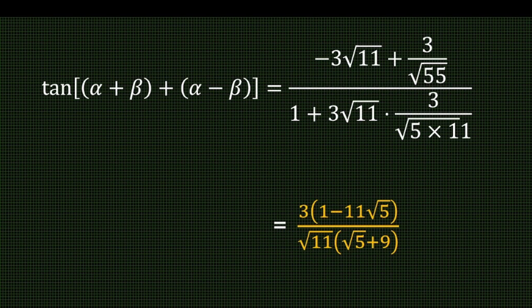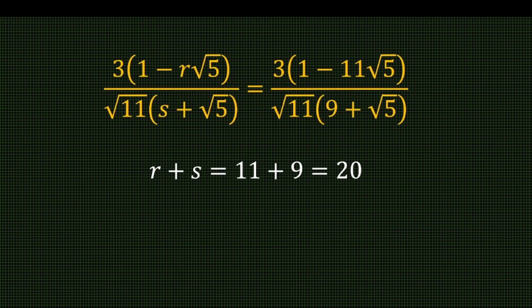The expression simplifies to tan 2α = 3(1 - 11√5) divided by (√11/√5 + 9). Let's set our result equal to the expression given in the question, which is 3(1 - r√5) / (√11(s + √5)) equal to 3(1 - 11√5) / (√11(9 + √5)).